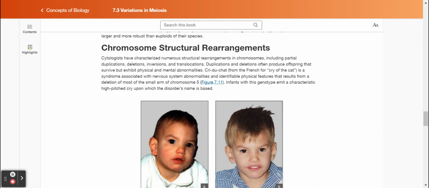Chromosome structural rearrangements. Cytologists have characterized numerous structural rearrangements in chromosomes, including partial duplications, deletions, inversions, and translocations. Duplications and deletions often produce offspring that survive but exhibit physical and mental abnormalities. Cri du chat, from the French for cry of the cat, is a syndrome associated with nervous system abnormalities and identifiable physical features that result from a deletion of most of the small arm of chromosome 5. Infants with this genotype emit a characteristic high-pitched cry upon which the disorder's name is based.